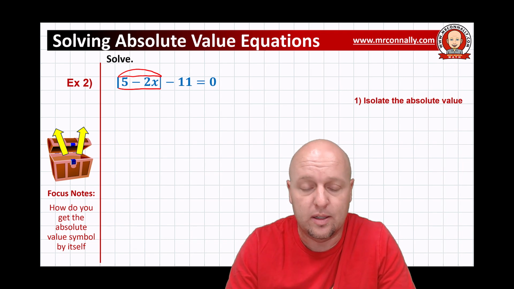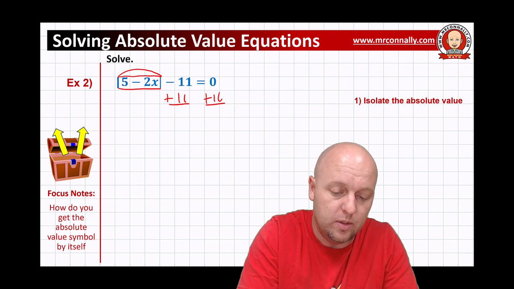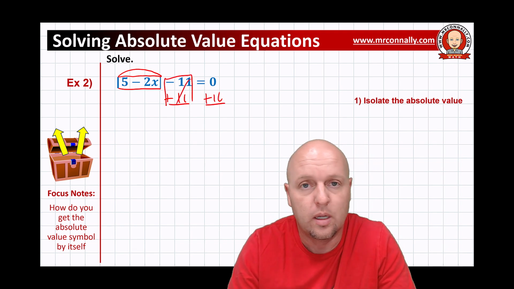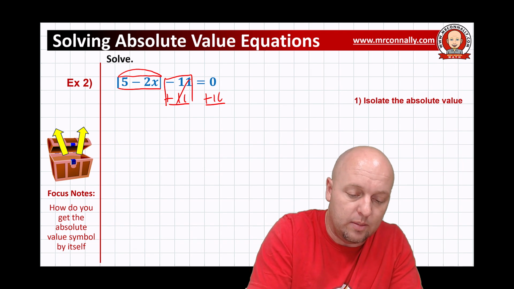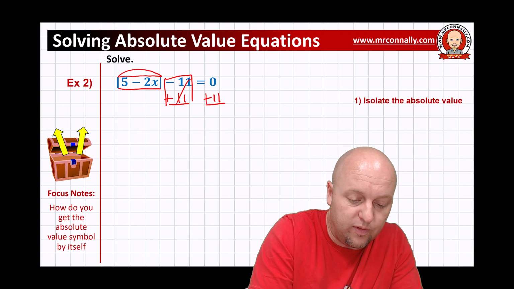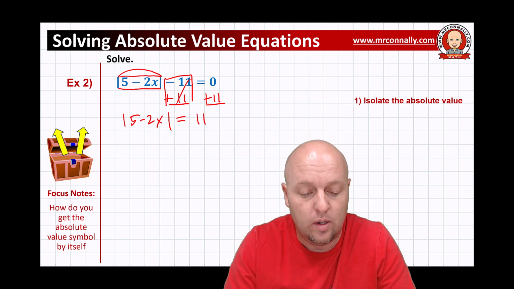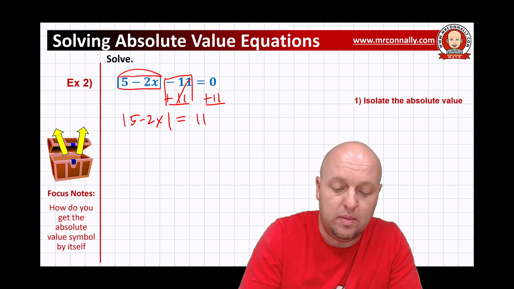So we need to eliminate that pirate by adding 11 to both sides, and bam, he's gone. So now we're left with the absolute value of 5 minus 2x equals 11. Okay, and now we can cut to the chase and make our two equations.